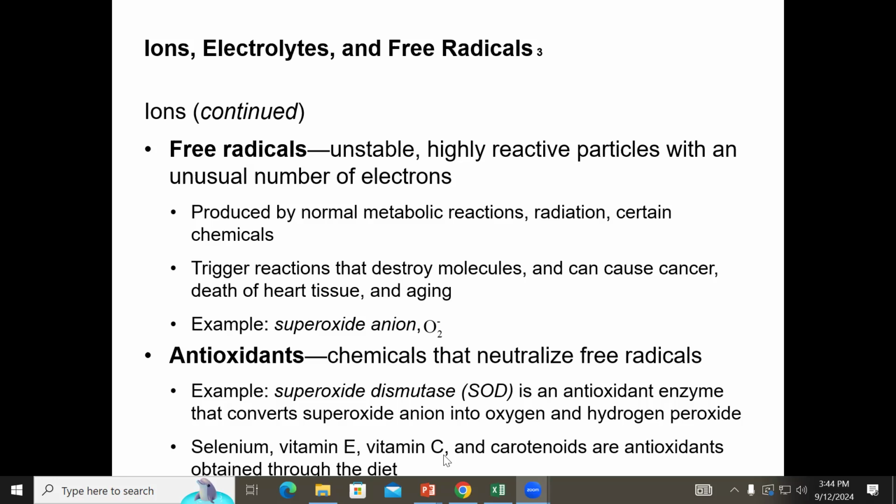Then what happens? The same thing happens when you drop it in water. Calcium is a little more electropositive and chloride is more electronegative.